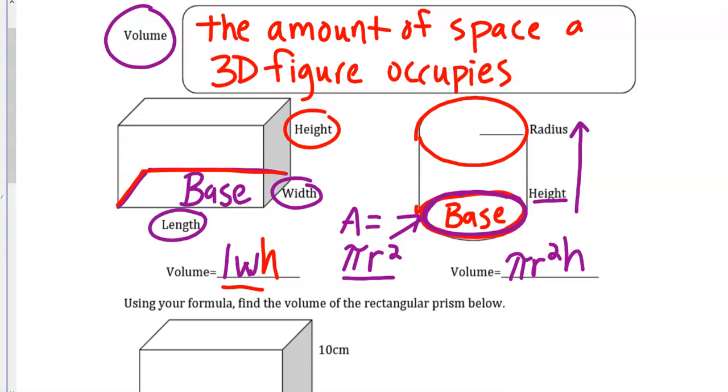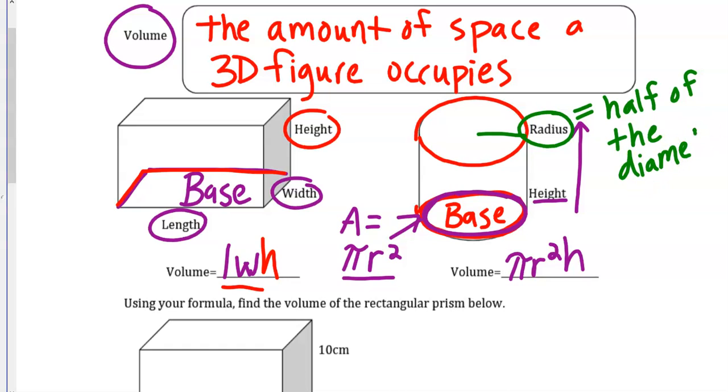So let's review some terms. We have radius. So we need to recognize that radius is the distance that's halfway across the circle. So radius is equal to half of the diameter. So it's not all the way across, but it's halfway. So if we know the diameter, we can simply divide it by 2 to find the radius, because in the formula, we're going to use radius.